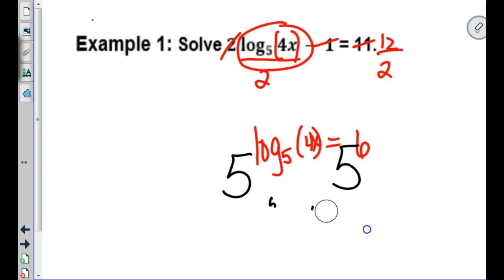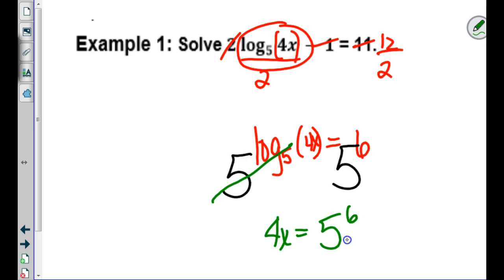And then what happened? This took care of itself and you just had 4x equals 5 to the 6th. Is that not exactly what I just had, except mine was switched around? Somebody type 5 to the 6th and then divide it by 4 for us. 3,906. Was that one already done on your paper for you? Is that what they had?